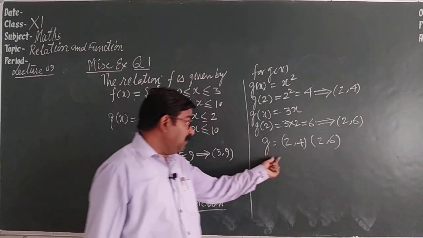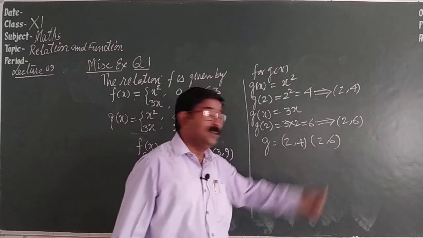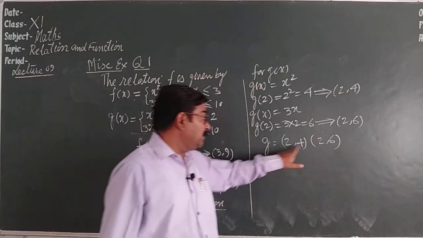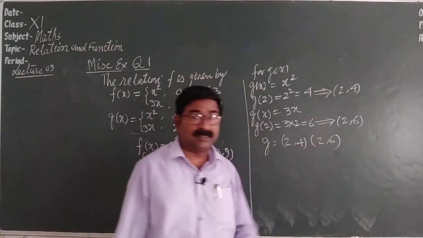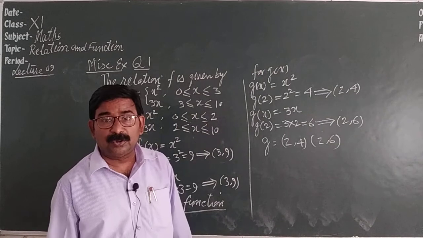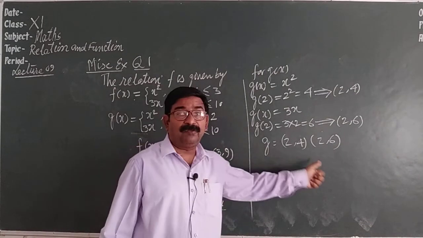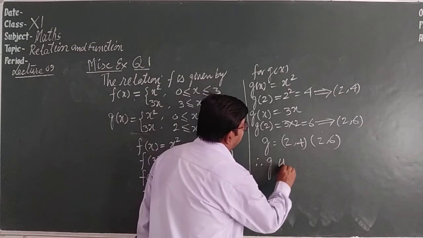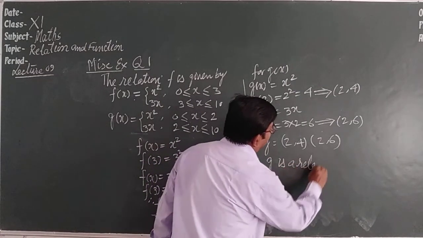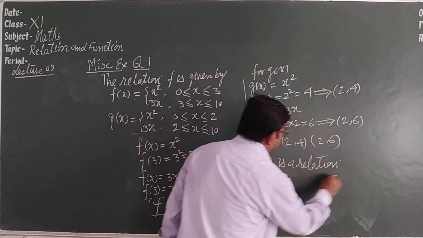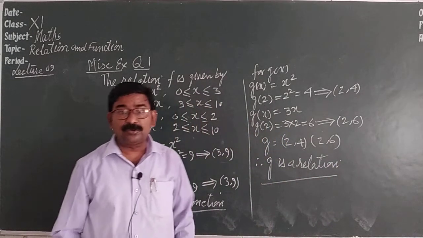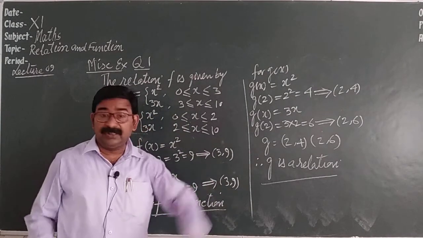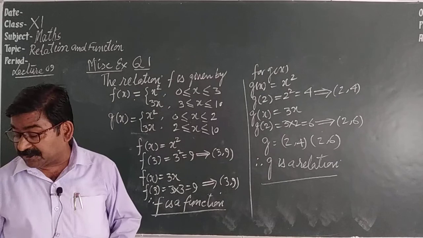So in g we have 2 repeating in the first element. 2 is here and here also, means 2 has image 4 and 2 has image 6, which is not possible. It is not unique. So g is not a function. Therefore, if it is not a function, g is a relation. This was to show that f is a function and g is not a function, that is a relation.